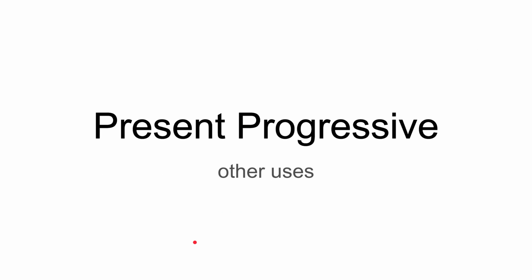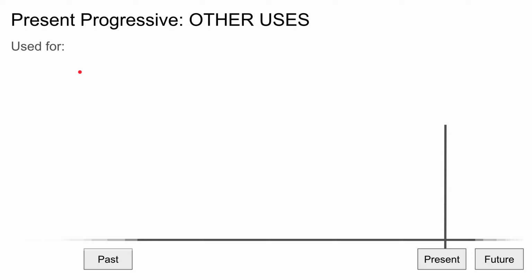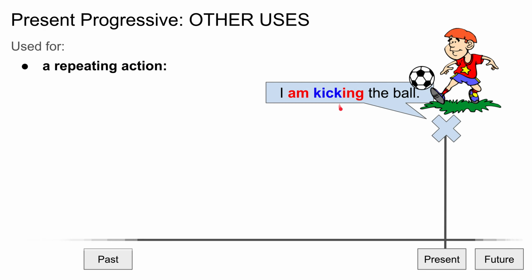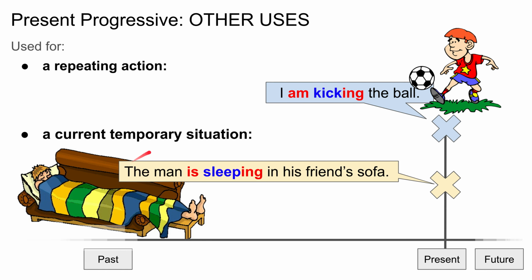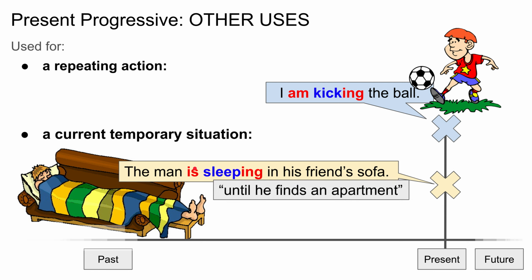Other uses for the present progressive. So we can use the present progressive for a repeating action. For example, I am kicking the ball. One time? No, many times. And right now in the present, I am kicking the ball. Okay. Next, we can also use it for a current and temporary action. The man is sleeping on his friend's sofa. Is sleeping. Is this forever? No. It's until he finds an apartment. So this is temporary. The man is sleeping on his friend's sofa.